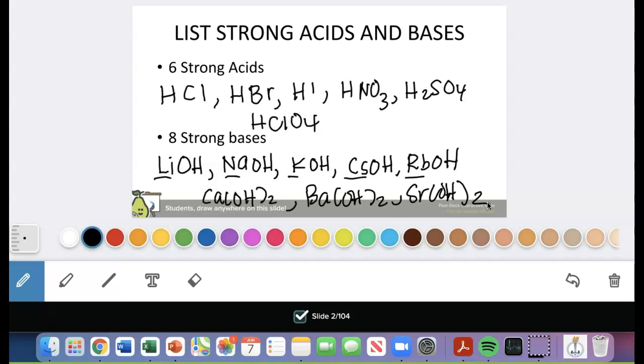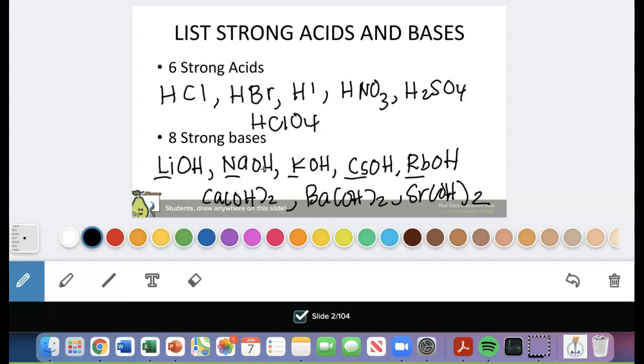Okay, now remember that your alkaline earth metal family is +2 and hydroxides are -1. That's why you see the OH in parentheses with 2, because calcium is +2, hydroxide is -1, so you need 2 hydroxides to balance it out. Now you don't see that with your alkali metals because they are +1 and hydroxide is -1, +1, -1. So those go together perfectly. Okay, so these are your 8 strong bases.